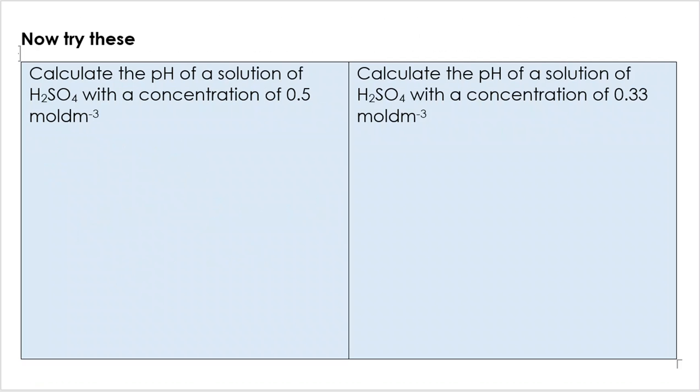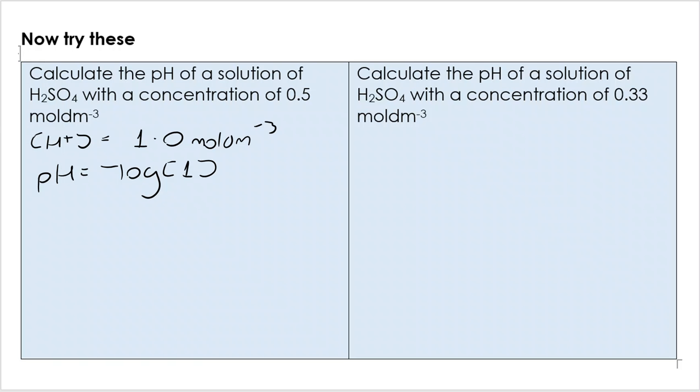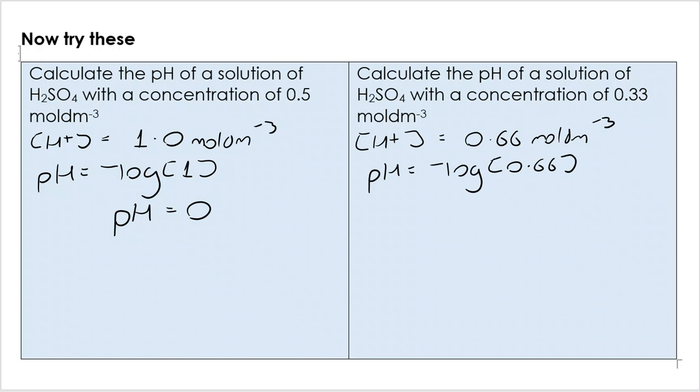So let's put that into practice with 2 more examples. H2SO4, of 0.5 molar concentration means my H plus is 1 mole per decimeter cubed. Substitute that into my pH expression and I get a pH of 0. And on to the next one, I have got an H2SO4 concentration of 0.33 mole dm to the minus 3, so my H plus concentration is double that, 0.66. Substitute in to the pH expression and I get a pH of 0.18.